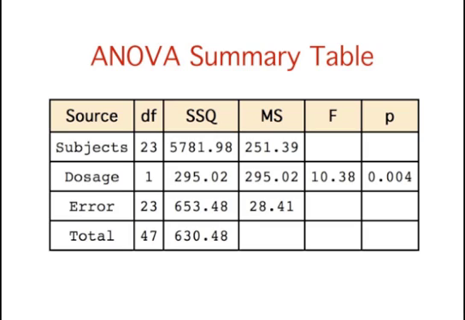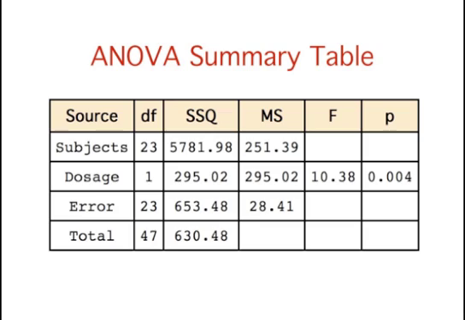The first source of variation, subjects, refers to the differences among subjects. If all the subjects had exactly the same mean across the 2 dosages, then the sum of squares for subjects would be 0. The more subjects differ from each other, the larger the sum of squares subjects. Dosage refers to the differences between the 2 dosage levels. If the means for the 2 dosage levels were equal, the sum of squares would be 0. The larger the difference between means, the larger the sum of squares.